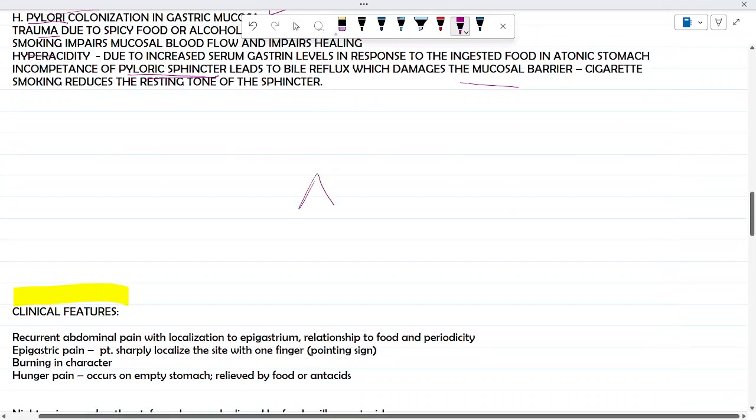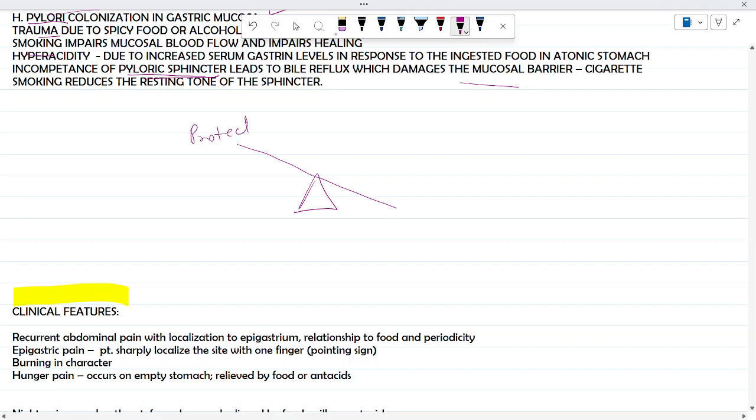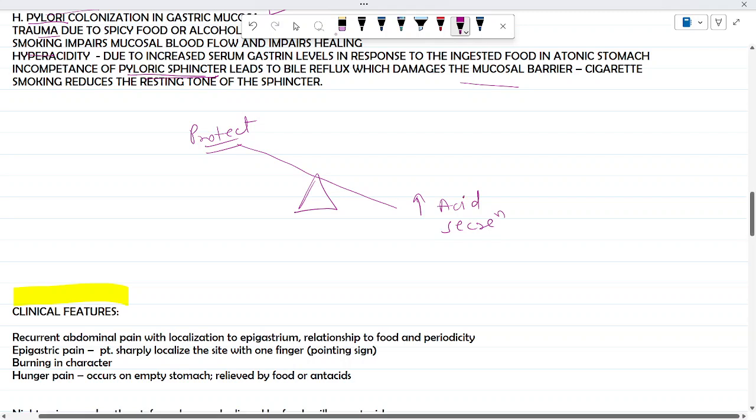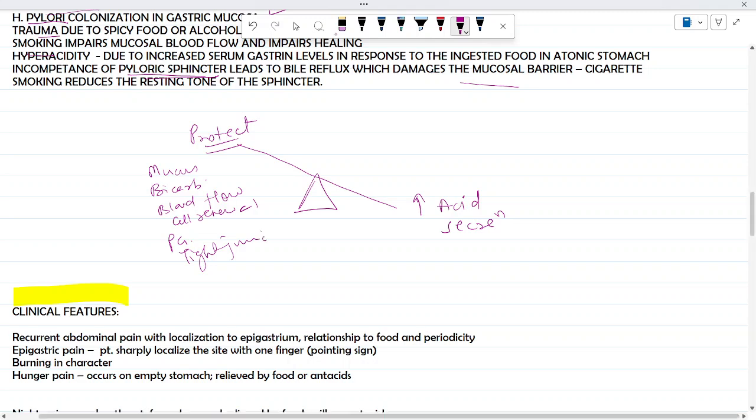So if we look at peptic ulcer disease, there are certain factors that protect against acidity, and there are certain factors that increase the acid secretion. So the whole story is maintaining a balance between both of these. The factors that protect against acidity are mucus, bicarbonate layer, blood flow, cell renewal, prostaglandins, and tight junctions between the epithelium.